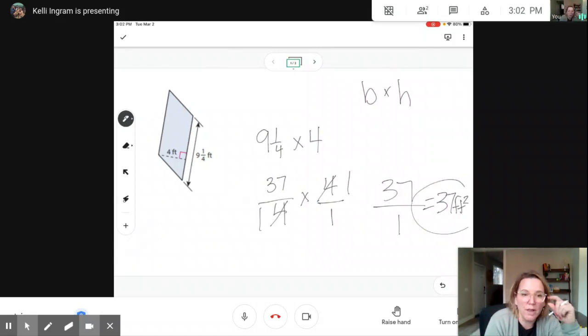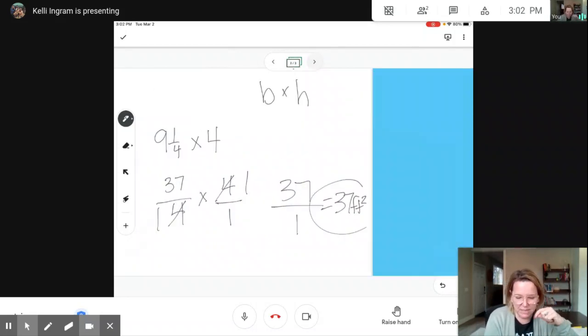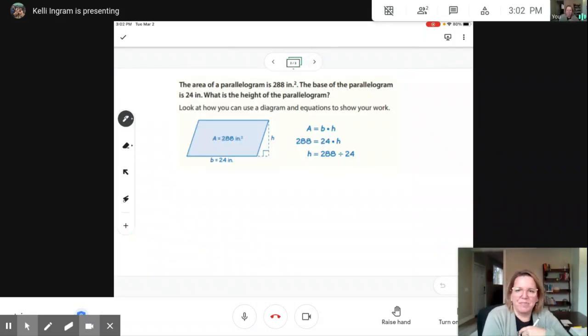Okay, I'm going to look at the beginnings of this next problem with you, and then you're going to finish the problem on the next slide. Here we go. This time they gave us the area. They said the area of the parallelogram here is 288 inches squared. They gave us the base of 24, and you are needing to find the height. They've already kind of set it up for you.